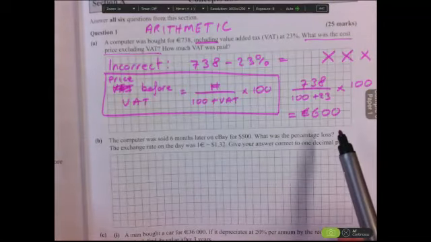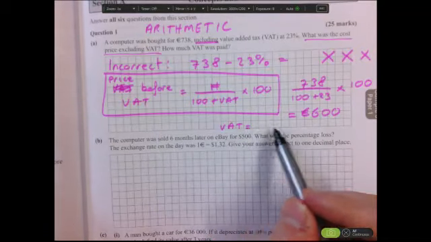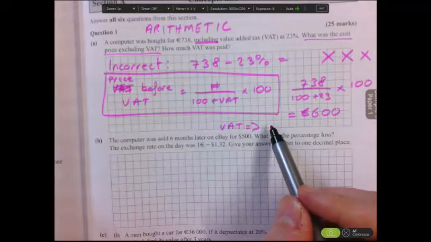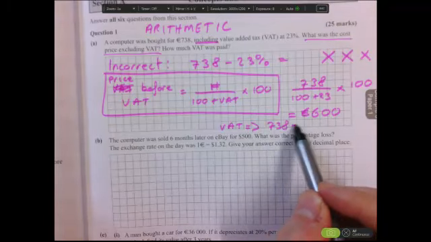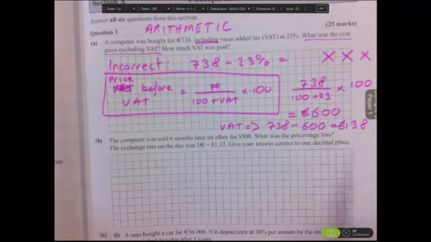And then there is a second part to be answered. It says how much VAT was paid. So to get the VAT, you're just going to say 738 minus 600, 138 euros.